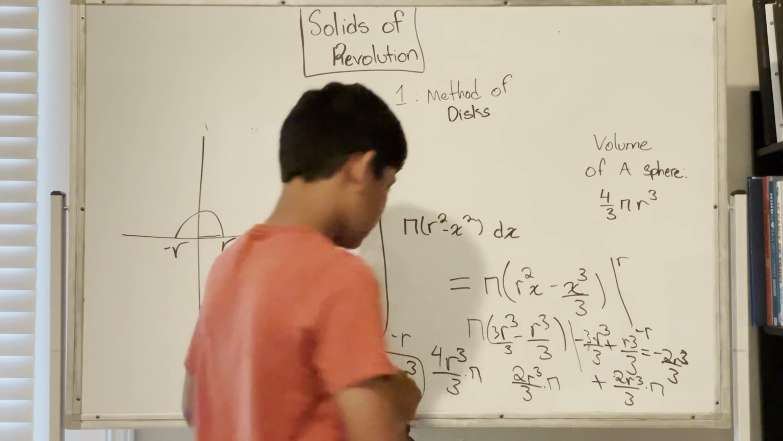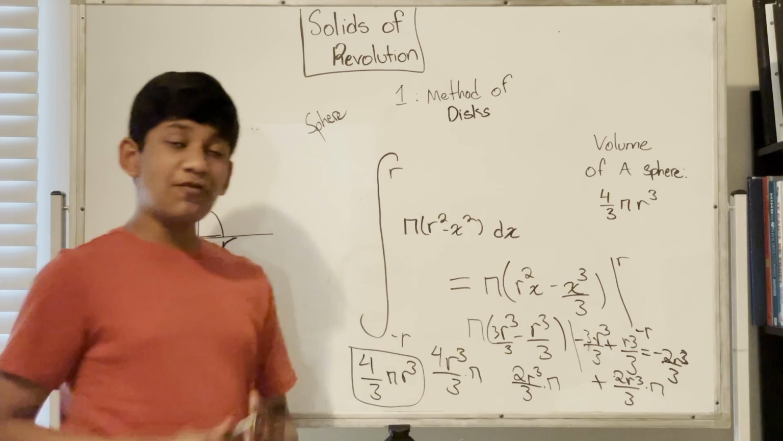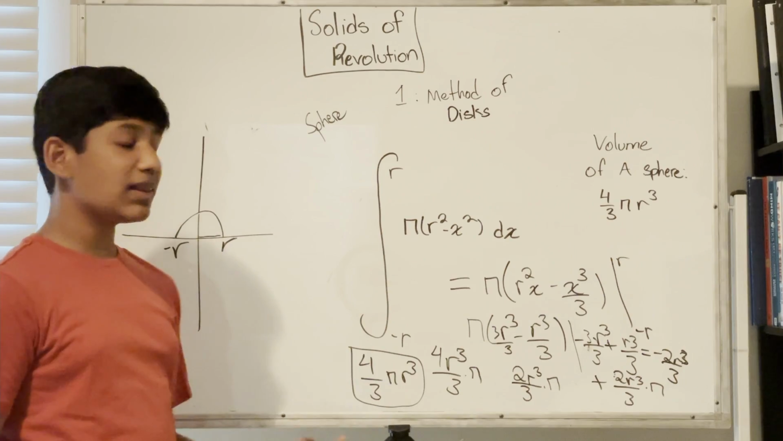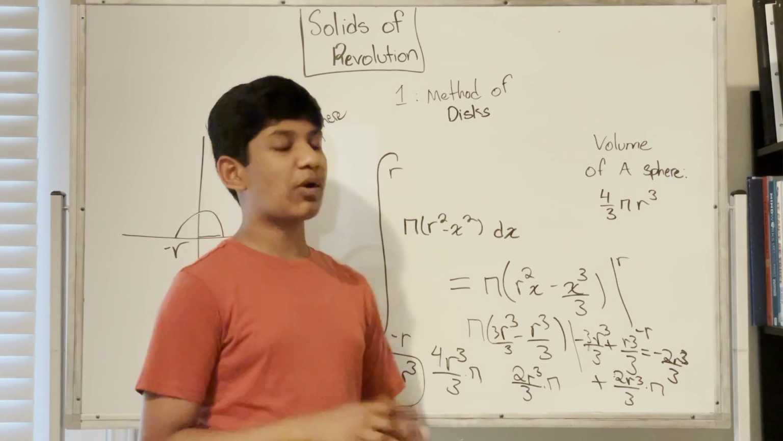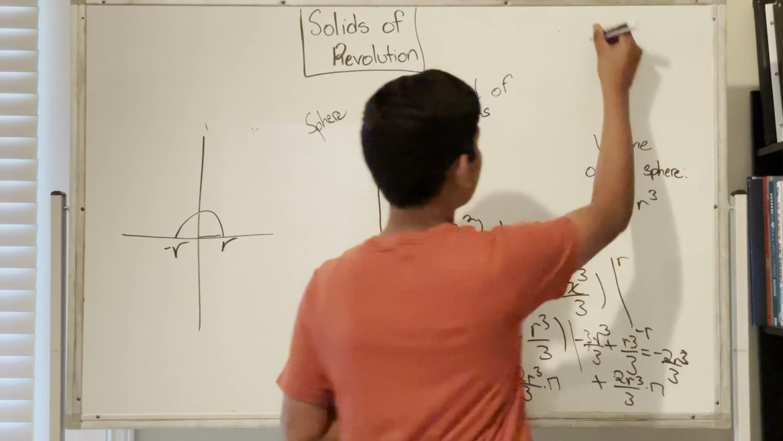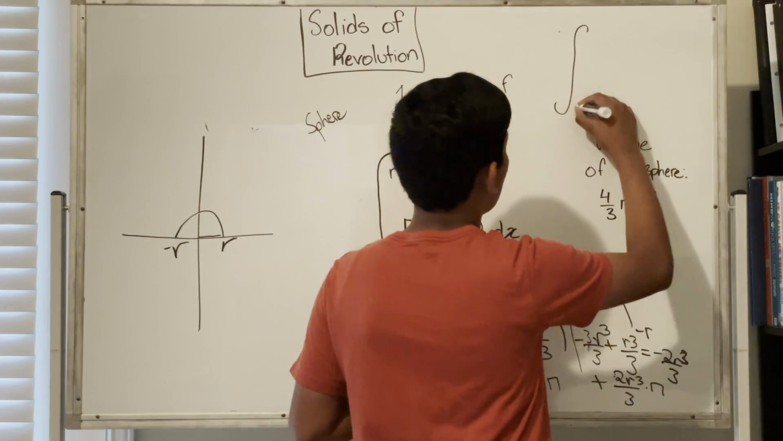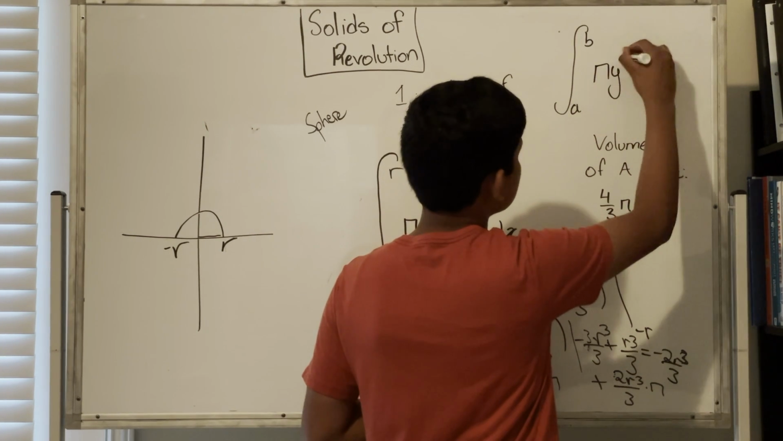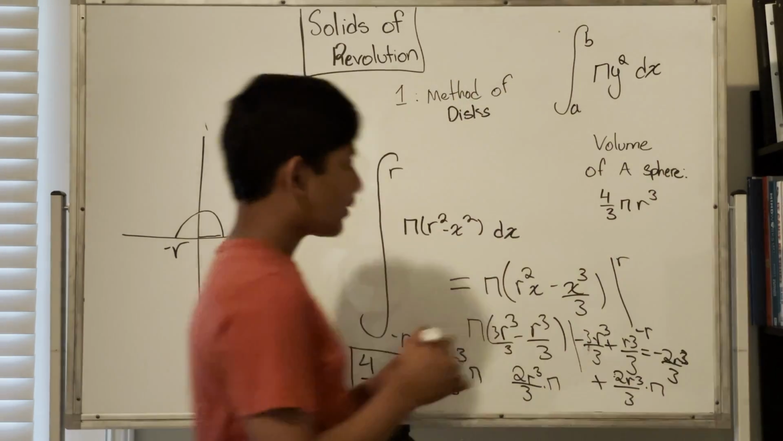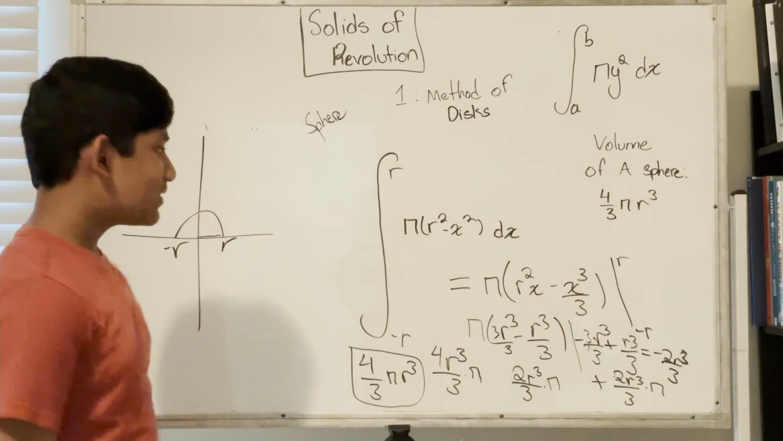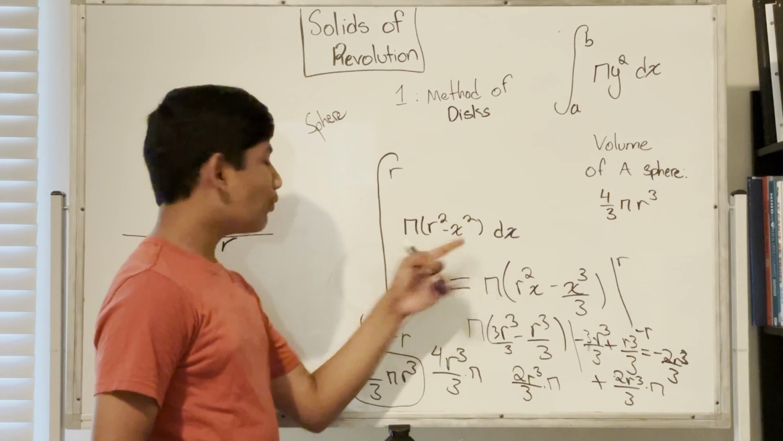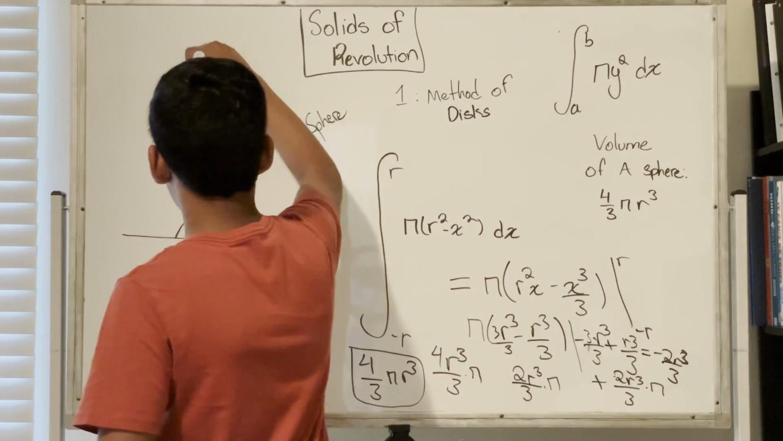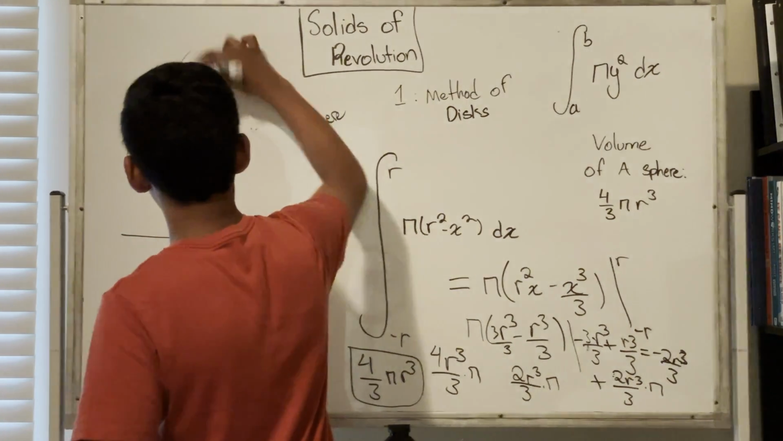Okay, let's review. First, we derived the solids of revolution formula from the semicircle, and that can work for any solids of revolution. I'll write it over here: the integral from a to b of pi y squared dx. And remember, we're using the method of disks. What we did next is find that the semicircle formula is the square root of r squared minus x squared.